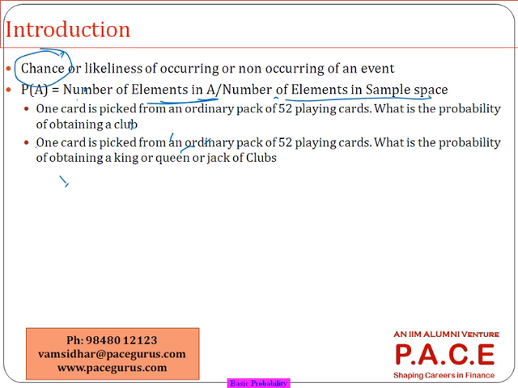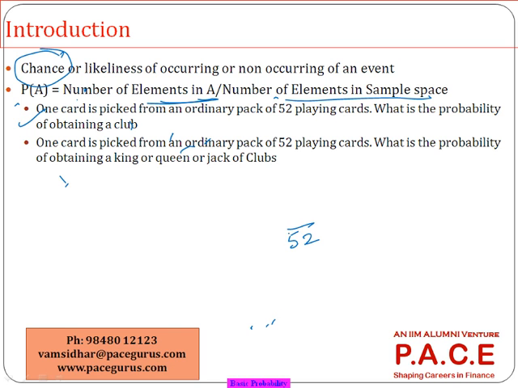Now let's say it's simple like this. One card is picked up from an ordinary pack of 52 playing cards. What is the probability of obtaining a club? There are 52 cards, right? So all 52 outcomes are there. Any card can be picked. There are 52 outcomes, so my sample space contains 52 elements.